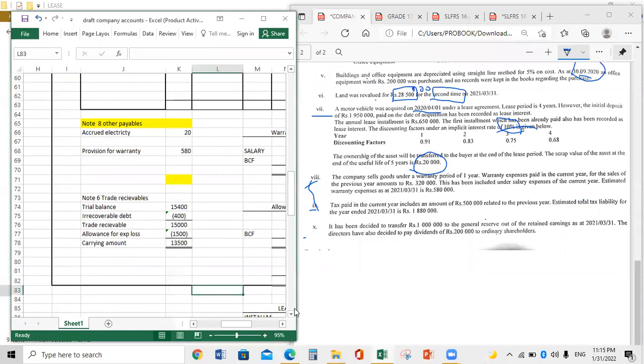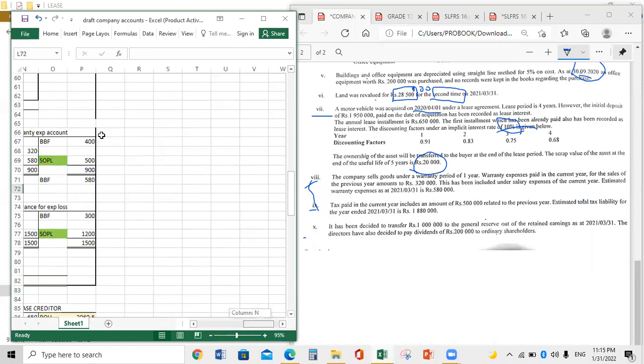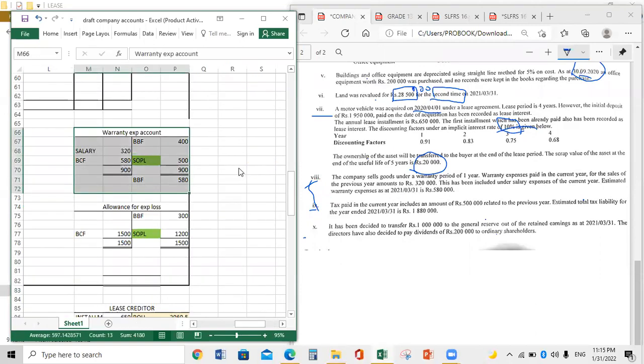Now we have two more to go. Let's finish it off quickly. Tax paid in the current year includes an amount of 500,000 related to the previous year. The estimated total tax liability for the year end is 1,880. Like the warranty, you can even draw a tax account. Let's quickly draw a tax account.